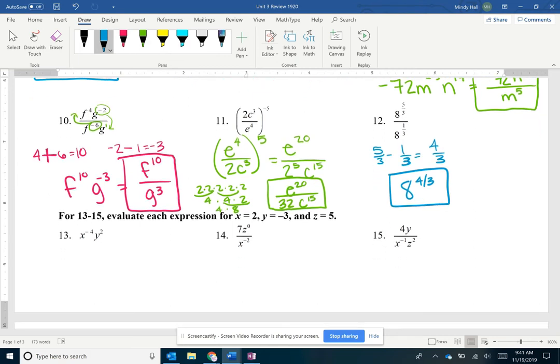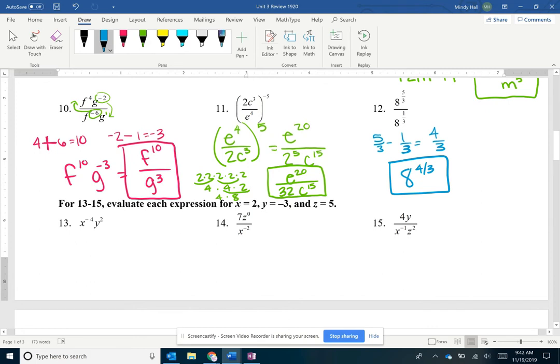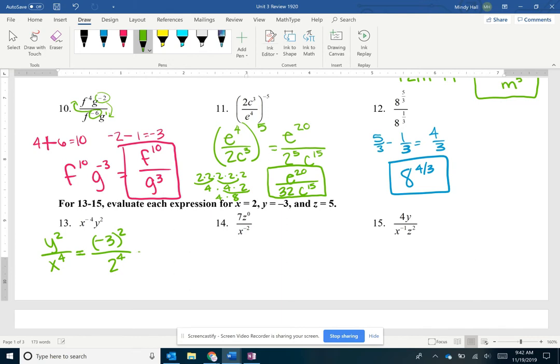Okay. So for number 13, we want to evaluate, and we're going to do the same thing for 14 and 15 as well. But if we start with 13, personally, I like to simplify these before I plug in. So since I see this x to the negative 4th, I know that needs to move down to the bottom. So I'm going to have x to the positive 4th. And then I'll plug in the actual values. So y squared, y is negative 3. So negative 3 squared over 2 to the 4th. Negative 3 times negative 3 is positive 9. And 2 to the 4th, well, if you look up where I had it before, this would be this part, so then it'd be 4 times 4, and 4 times 4 is 16.